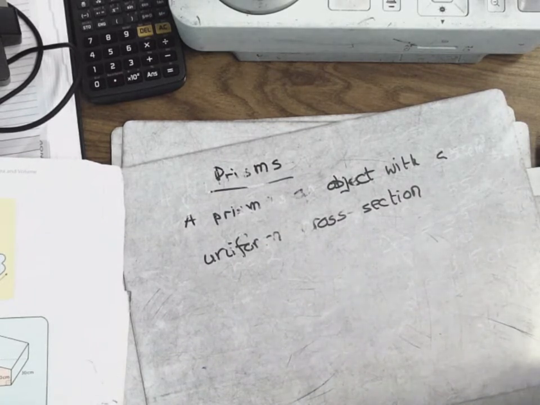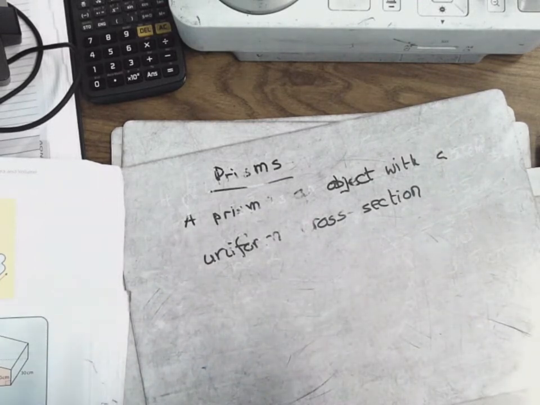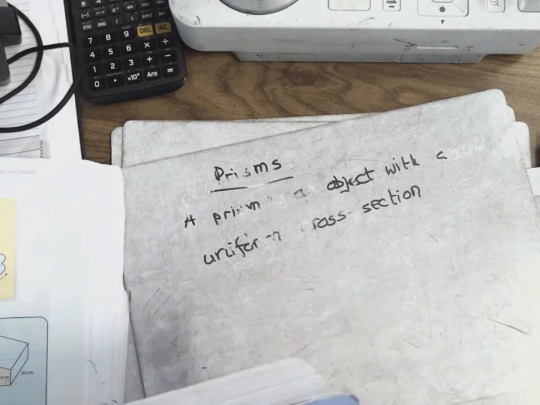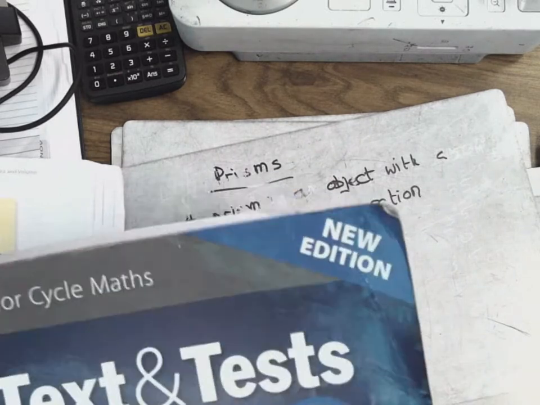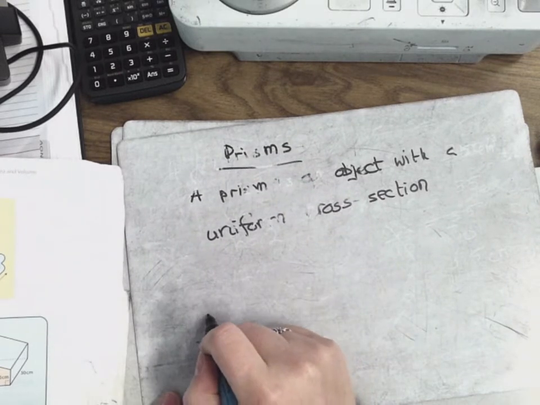This book is a prism, it's also a rectangular block, but it's a prism because the shape here is the same as the shape at the other end, and if I was to cut a slice in the middle it would be the exact same shape again. Do we all know what a prism is? So I'll just draw a few examples of a prism.